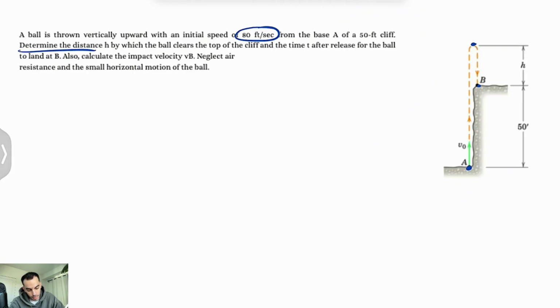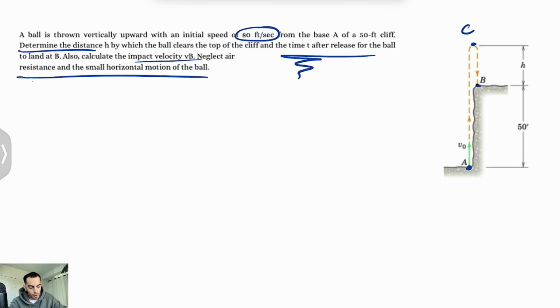Obviously the ball is going to go up and stop at some point in here. We can call this point C, and it's going to come back to the cliff. We also need to find the time t after the release for the ball to land at point B, so basically this travel time from A going to C and landing on B. And we need to calculate the impact velocity VB, which is the velocity at point B. We can neglect the air resistance and a small horizontal motion of the ball.